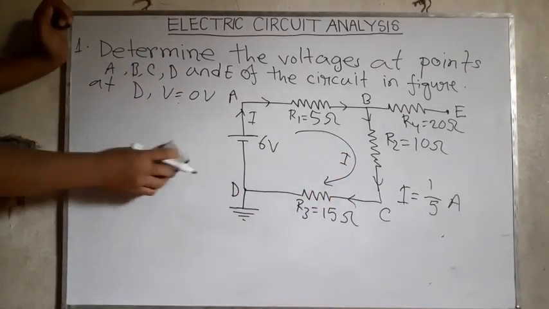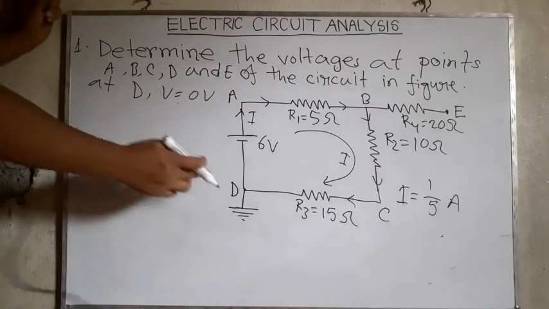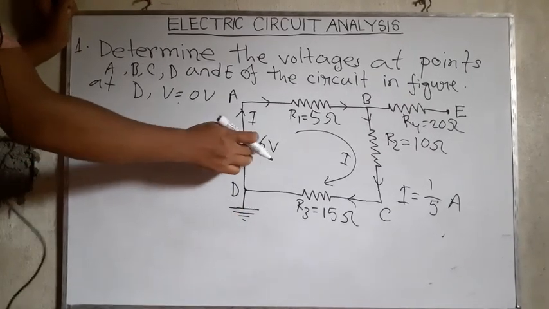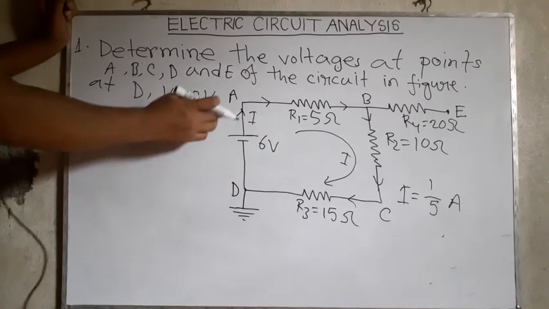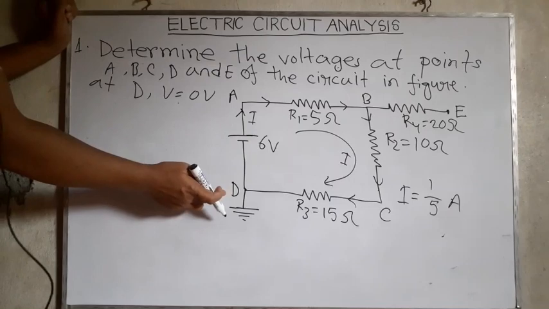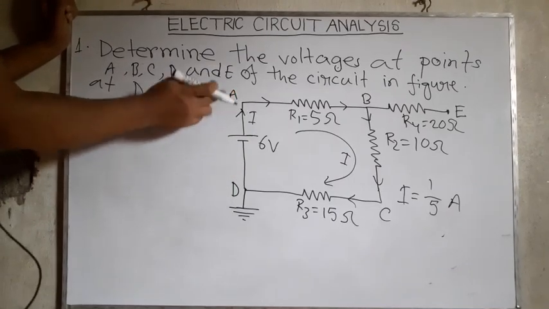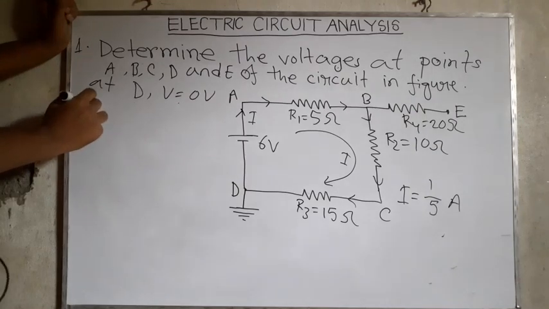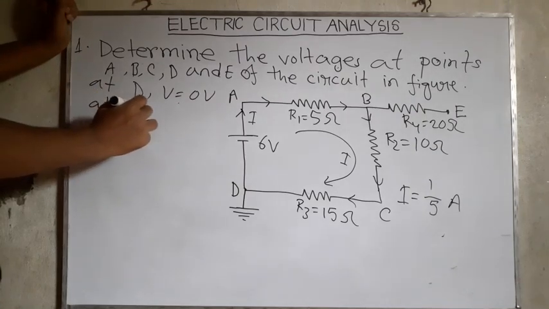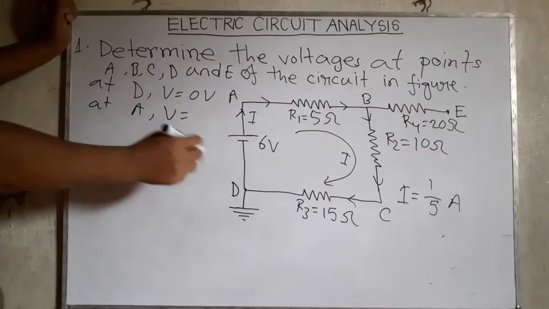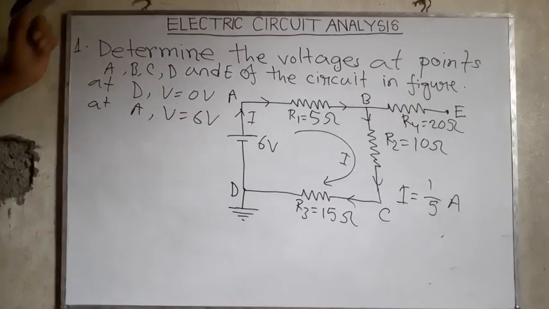Now, at point D the potential is 0 and the voltage of the cell is 6 volt. Therefore, the potential at A must be 6 volt. Here 0 volt and here 6 volt. The potential difference is 6 minus 0, that is 6 volt. At A, potential V is equal to 6 volt.